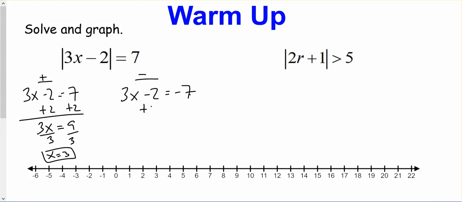Our negative side, our steps will be the same. Negative 7 and 2 makes negative 5. Divide by 3, and x equals negative 5/3.